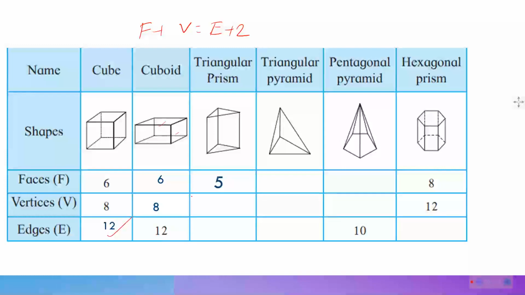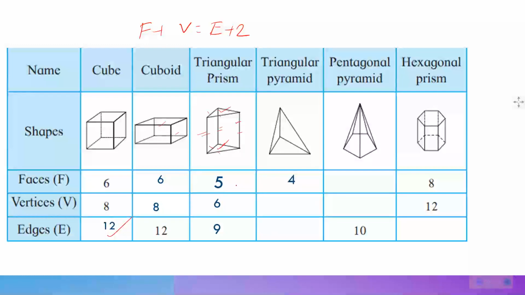This is a prism. Prism means top and bottom are the same, other sides are flat. So 5 faces are the top, bottom and 3, and vertices are top 3, below 3, 6, and edges are naturally, we have got an idea, the total of this minus 2 will be the edges, and otherwise also 9 are there, 1, 2, 3, 4, 5, 6, 7, 8, 9.